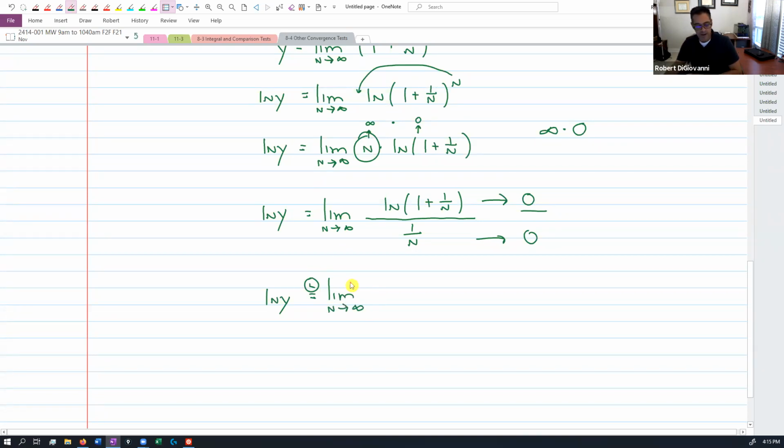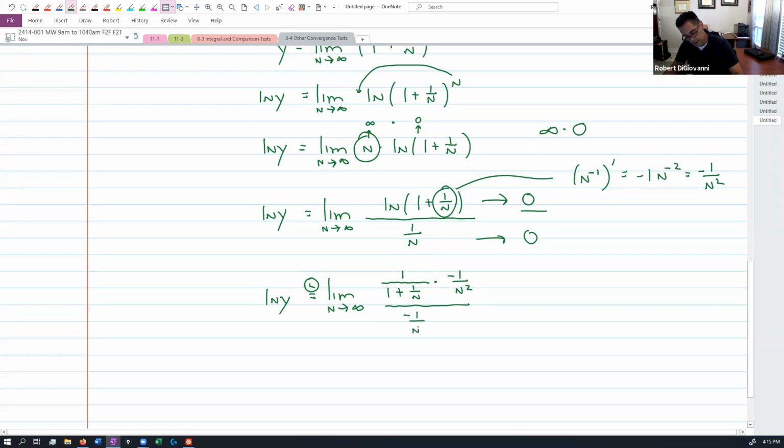Almost there. I got to take the derivative of this. Derivative of natural log of something is 1 over it, times the derivative of what's inside. Derivative of 1 is 0. Derivative of 1 over n is negative 1 over n squared. Remember, that's n to the negative 1. When you take the derivative, power rule, negative 1 comes out, subtract 1. That's the same as negative 1 over n squared. So that's the derivative of this. And then over the derivative of the bottom, which is the same as this, right? So negative 1 over n squared again.